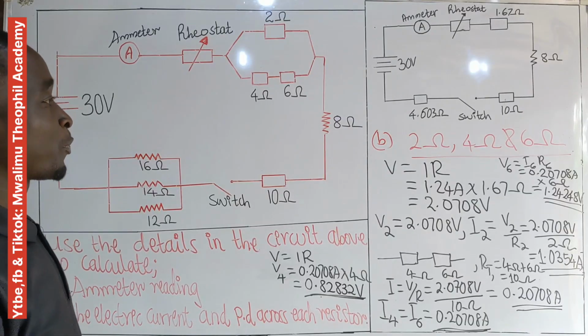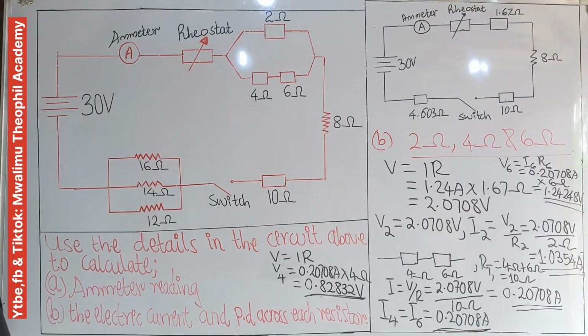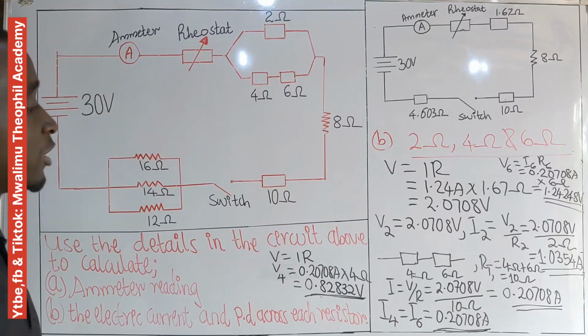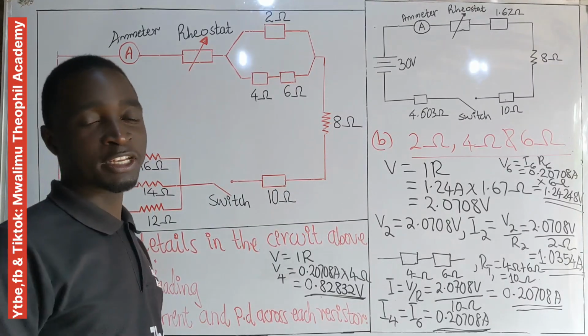Now we are through with the task of finding the ammeter reading and the electric current and the potential difference across each resistor. I hope you have enjoyed the lesson.